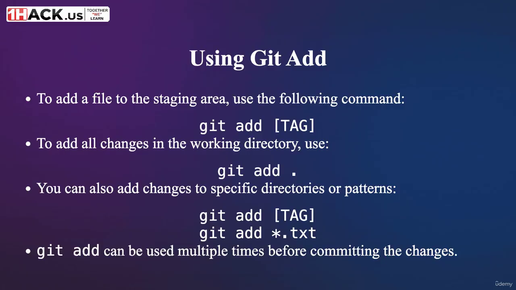Now let's discuss how to use the git add command. To add a specific file to the staging area, you can use the following command: git add <file>. If you want to add all changes in the working directory, you can use the following shorthand: git add . This will add all modified, new, and deleted files to the staging area. You can also add changes to specific directories or files that match a pattern: git add <directory>, git add *.txt.